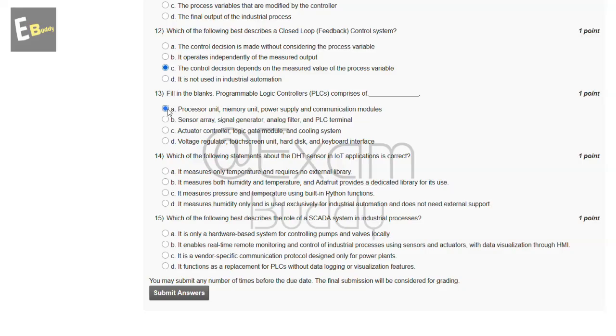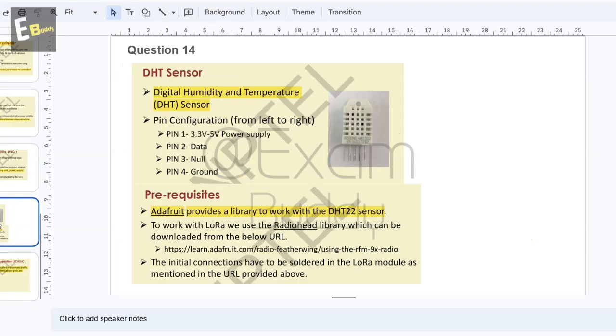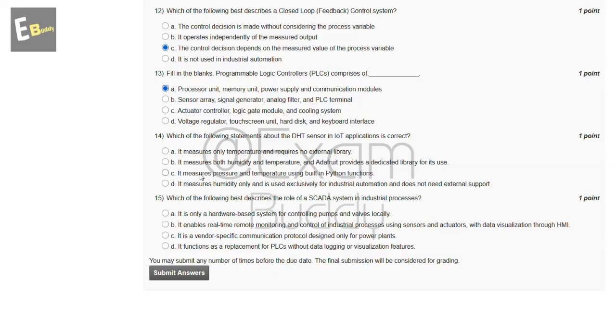Now the 14th question is, which of the following statements about the DHT sensor in IoT applications is correct? So these are the options, and now let's check the answer of our 14th question. So question 14, digital humidity and temperature DHT sensors. Adafruit provides a library to work with the DHT22 sensor. So the answer of our 14th question is B.